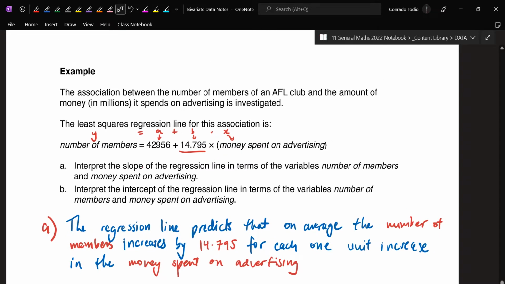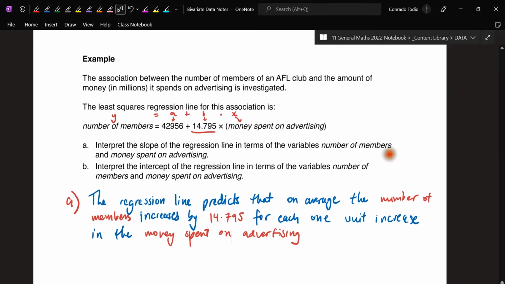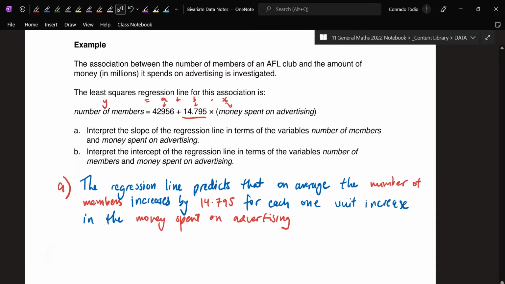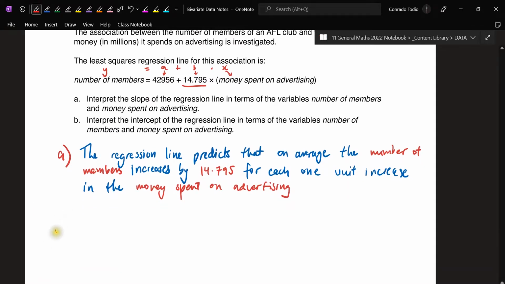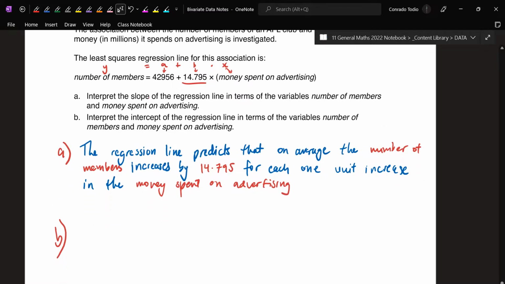Now for that each 1 unit part, sometimes a formula might not tell you what the units are, but in this case, it's millions. So you can say each million increase in this context. But sometimes some formulas won't be that clear, so you can just write 1 unit, that's fine. Cool. Now let's interpret the y-intercept, which is A in this case.